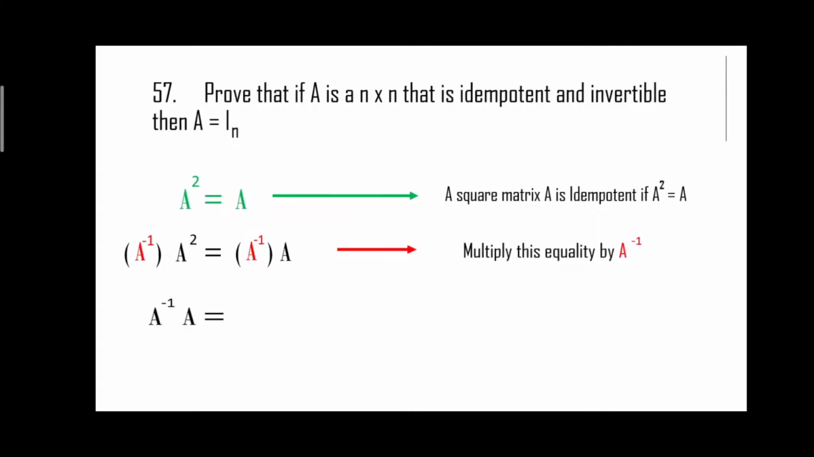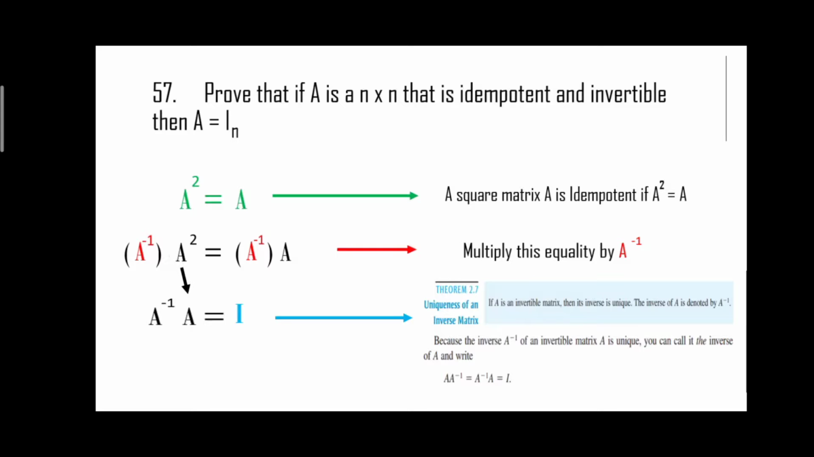Multiply this equality by the inverse of A. So we all know that A squared is equal to A according to idempotent, so we change A squared to A. And we all know that the inverse of A multiplied by A is equal to the identity, because in Theorem 2.7, the uniqueness of an inverse matrix: if matrix A is an invertible matrix, then its inverse is unique.